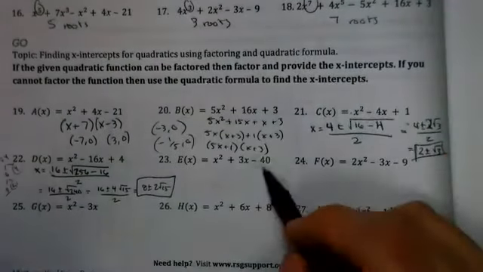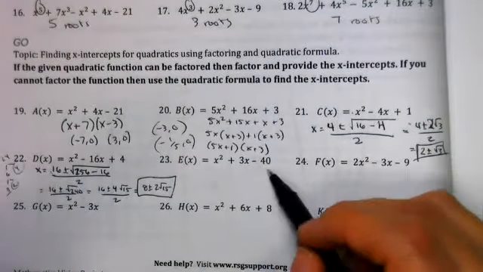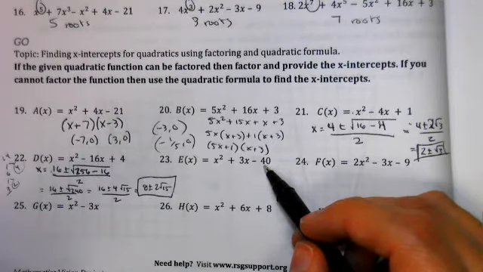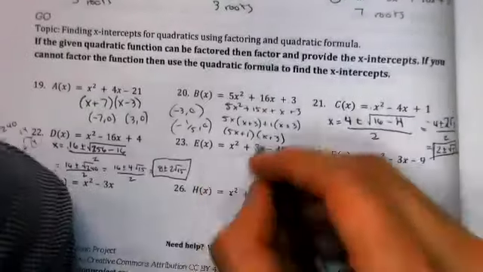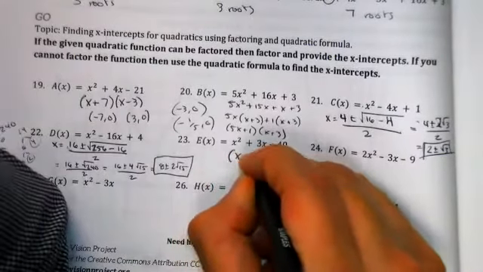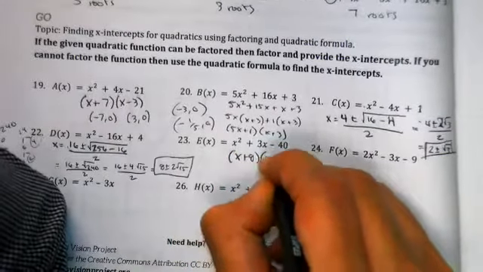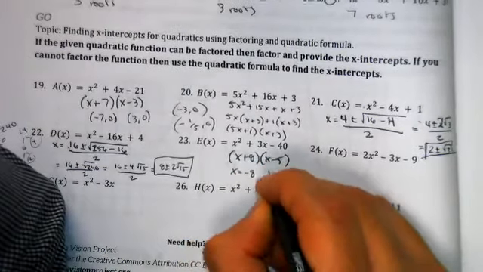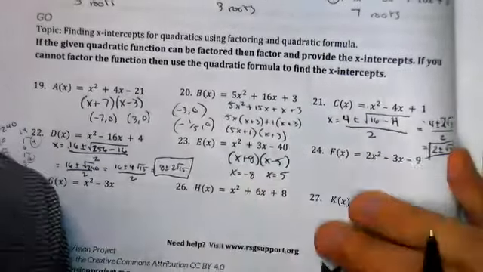Two numbers that multiply to negative 40 and add up to 3. You've got 20 and 2, 4 and 10, 8 and 5. That's the one. x plus 8, x minus 5. So the answers are x can equal negative 8, x can equal 5.